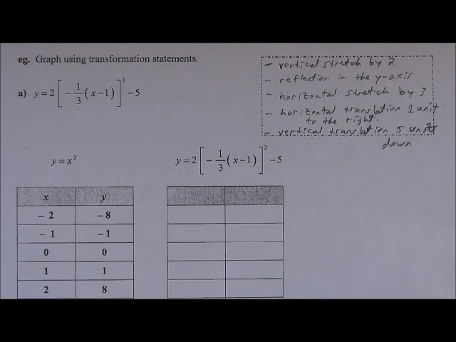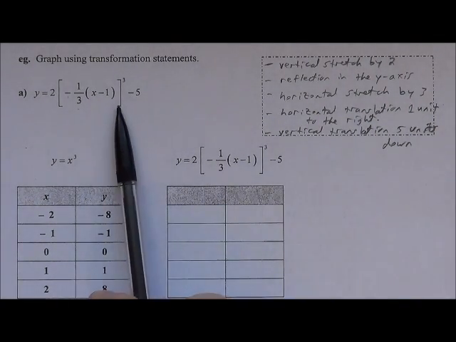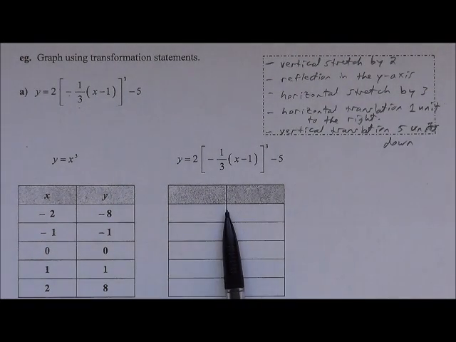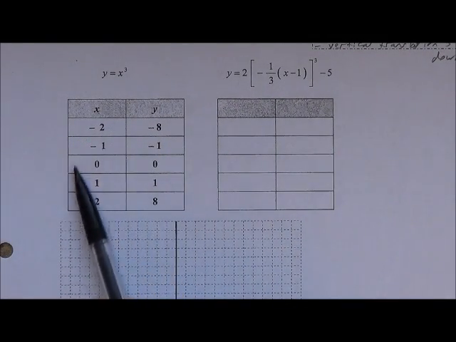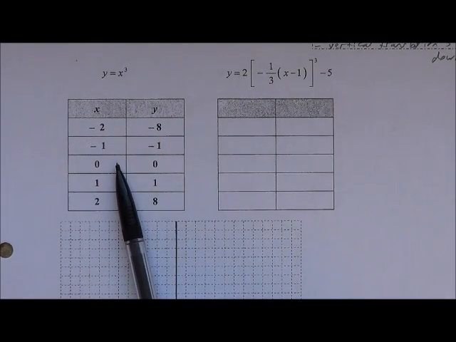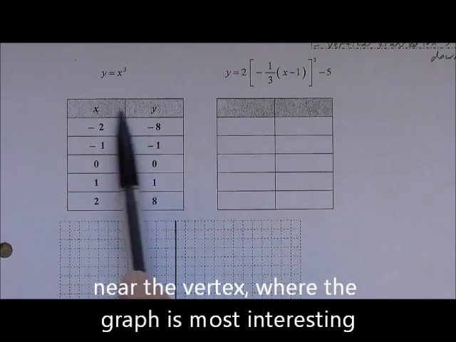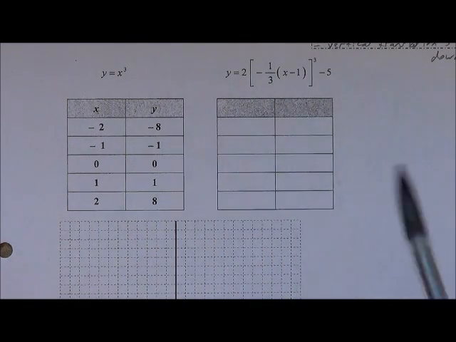Okay, and so now what we're going to do, now that we know what exactly is happening to the parent function, is work out where exactly we're going to plot these points. So generally I take 5 significant points on the parent function, in this case these ones here, and then I'm going to use this transformation statement to actually plot those new points.